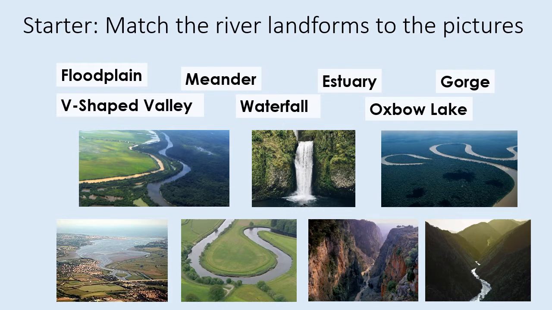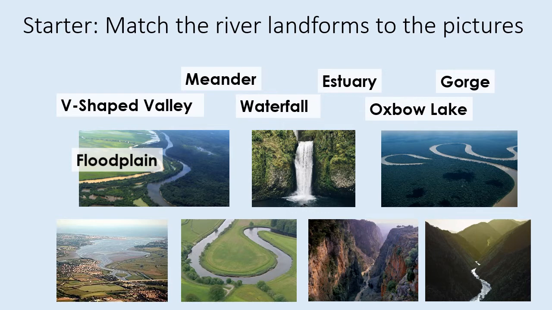Okay, so hopefully you've had a chance to do that. Let's see what we've got. So first of all, floodplain. We have a look which one's a floodplain. Well, the floodplain is that large flat area next to the river. And it gets its name because it's a plain, a flat area, and it floods.